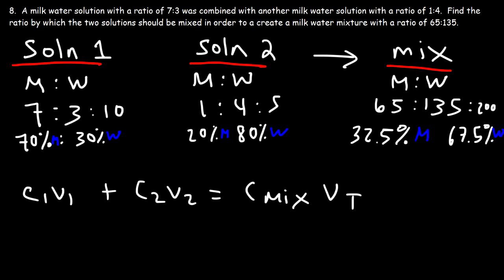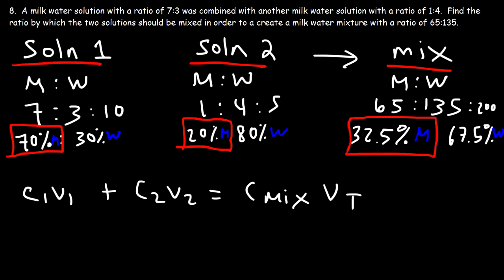Now, you can get the same answer if you use C1 as the concentration of the milk or C1 as the concentration of the water. It doesn't matter. You can't use both, or at least you shouldn't. So you just got to pick one. Just use milk or water, whichever you want, and you should get the right answer. But we're going to use the concentration of the milk. So C1 is going to be 70%, C2 is 20%, and the concentration of the mixture will be 32.5%.